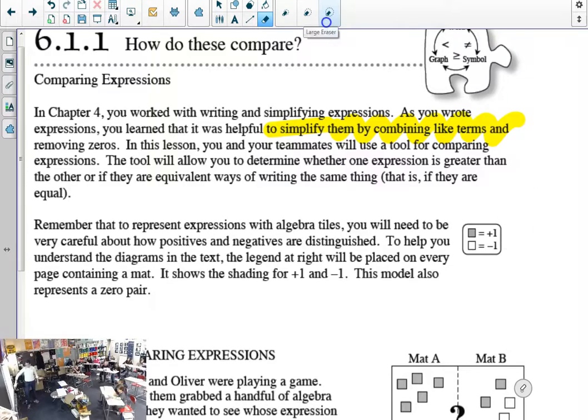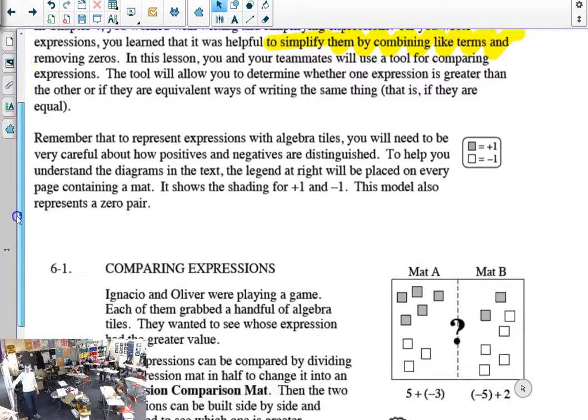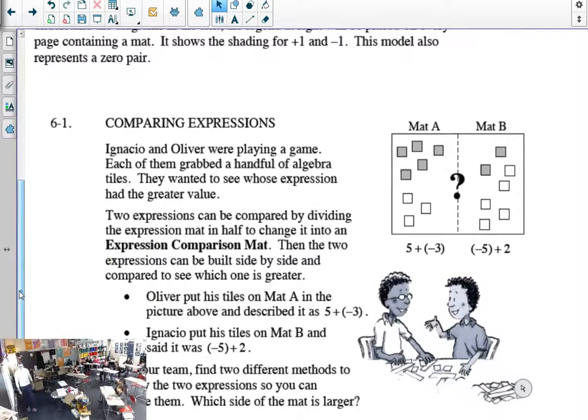It would be easier if I could actually scroll here. So, we are going to set up 6-1. So, Ignacio and Oliver had two different expressions. They have the expression on the left side, the expression on the right side. Take a moment, build that on your mat. Now, the gray that they show us, that's going to be like purple.